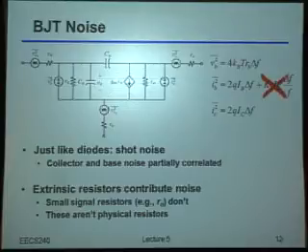Don't worry so much about this for right now. We'll come back to that a little bit later on. Similarly, for the collector, I just said that it's 2Q times the collector current times delta F.